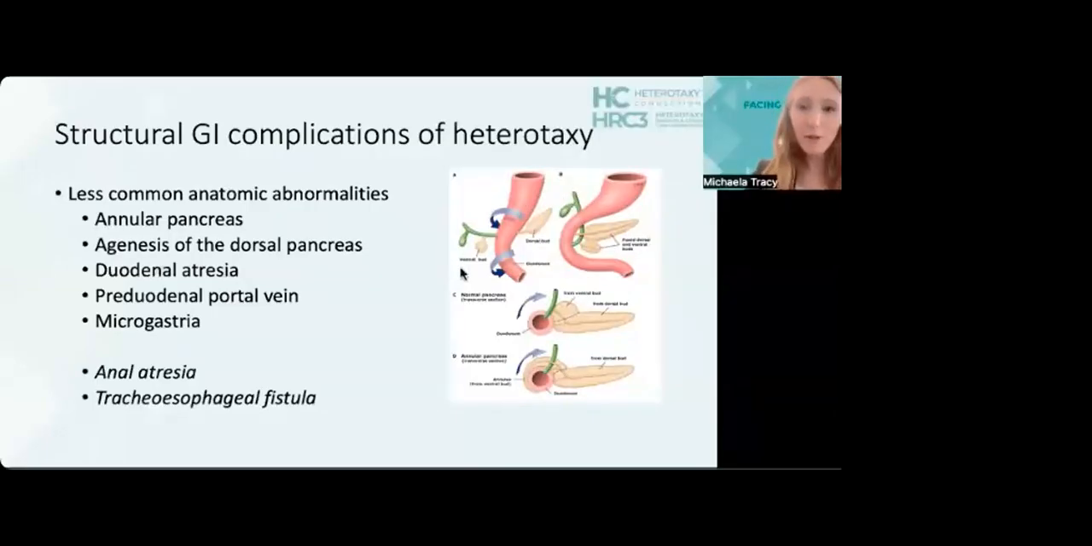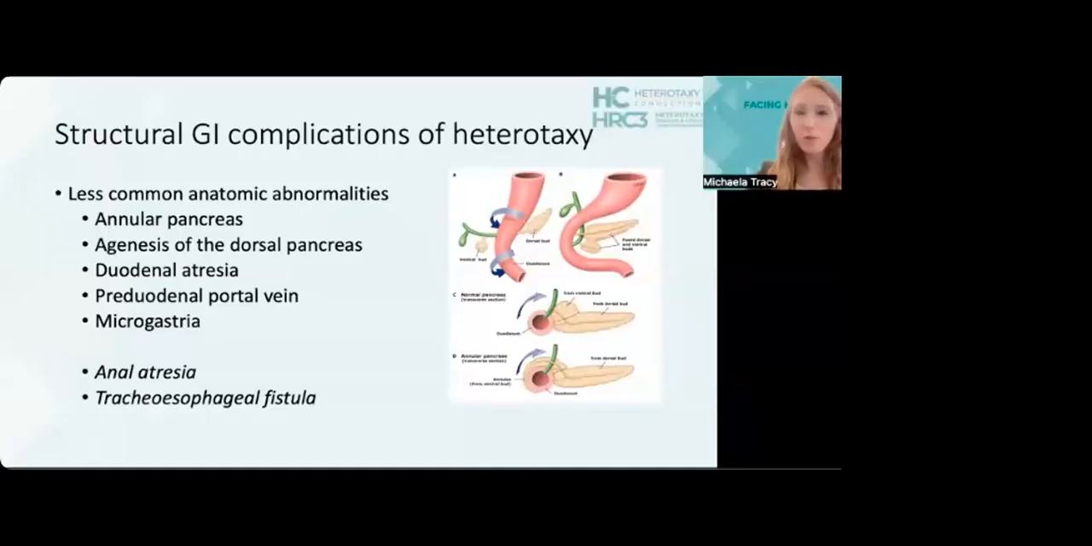Other common anatomic abnormalities that are well documented in literature for heterotaxy patients include duodenal atresia, where part of the duodenum, which is the first part of the small intestine, does not develop. So it's atretic. You can have a pre-duodenal portal vein, which essentially means you have this portal vein, which is a large vein that usually sits behind your duodenum. But again, if it sits on top, similar to an annular pancreas, it can cause compression and obstruction.